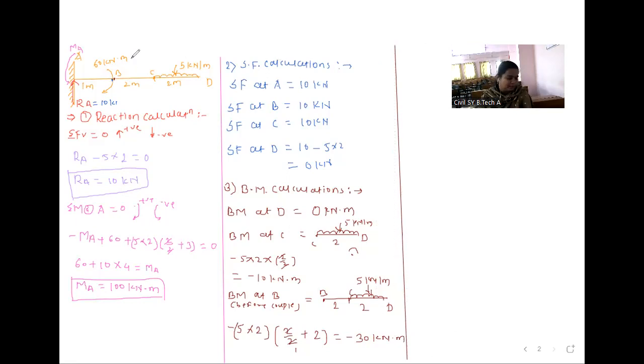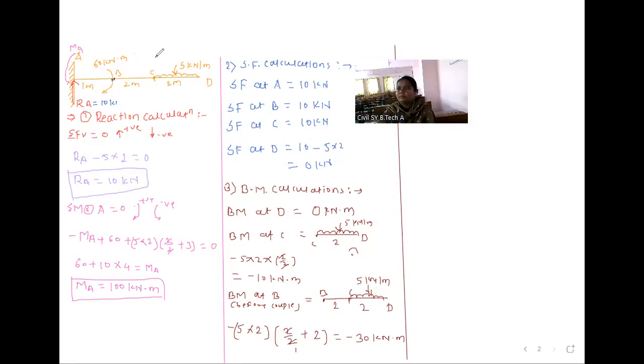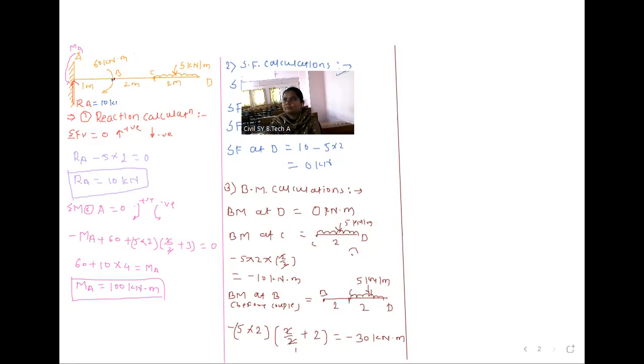Okay, so we will calculate bending moment at B after couple. Next is bending moment at B after couple. Here you can choose from the left side or the right side, but we will calculate from the right side.